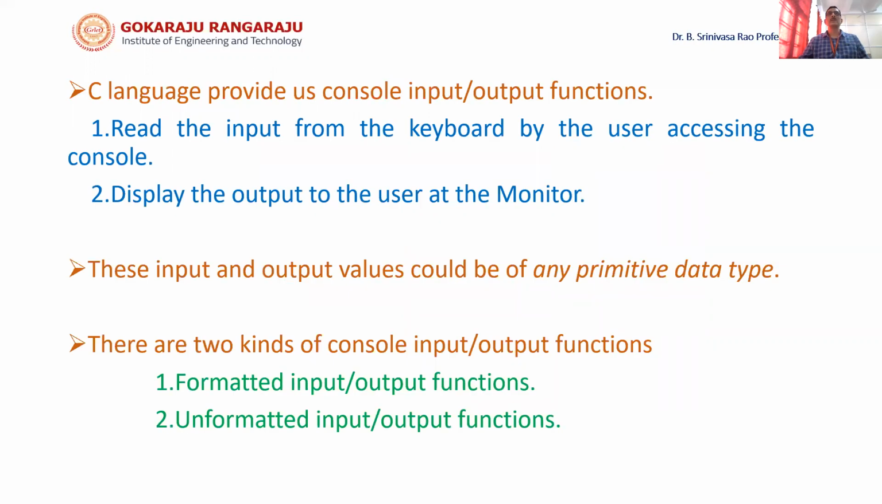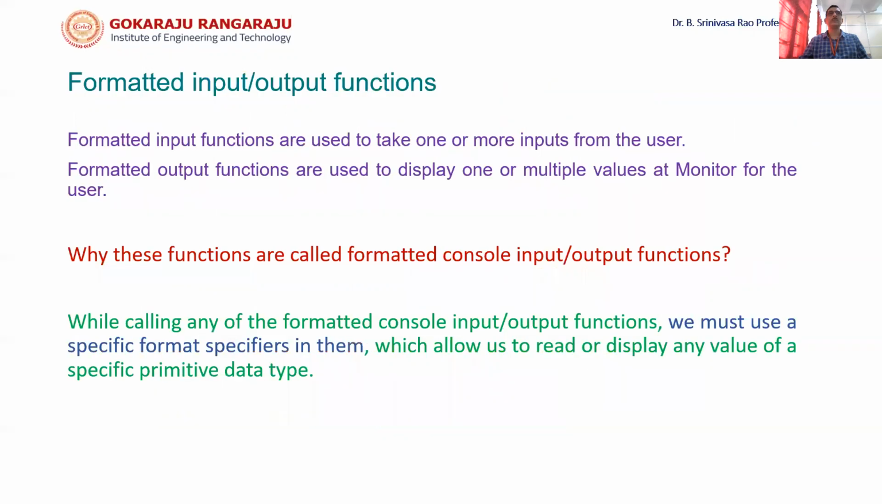C language provides us console input-output functions. They read the input from the keyboard by the user accessing the console, and display the output to the user at the monitor. These input and output values could be of any primitive data type. There are two kinds of input-output functions. One is known as formatted input-output functions. The second is known as unformatted input-output functions. Now, in this video, we are concentrating only on formatted input-output functions.